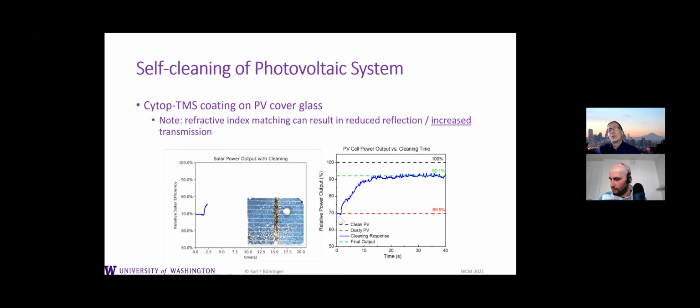If you look at the diagram overall, we go from about 70% to 90% by having a clean versus a dusty photovoltaic cell.